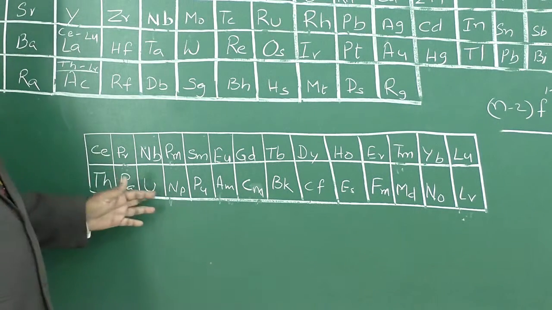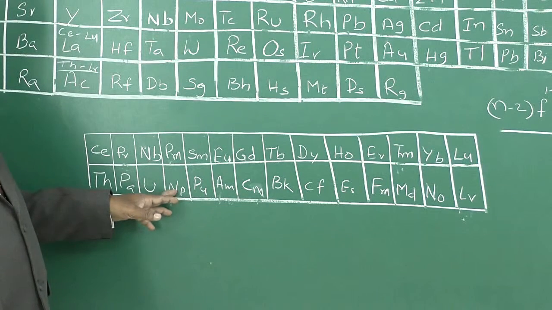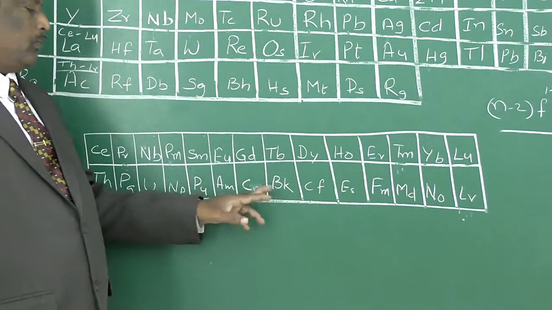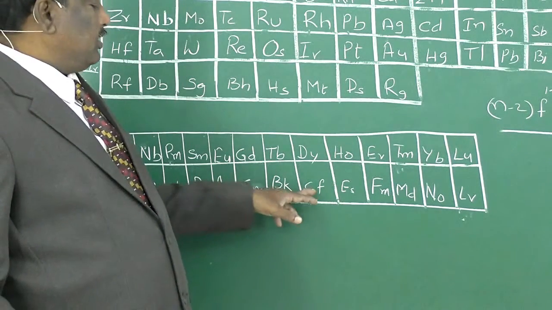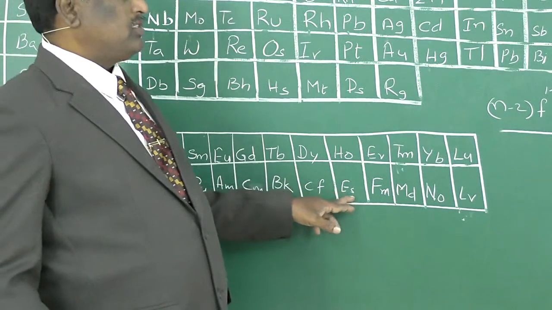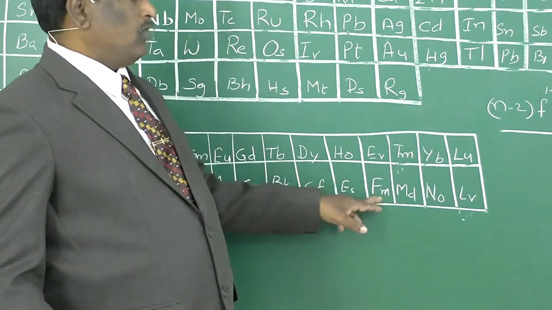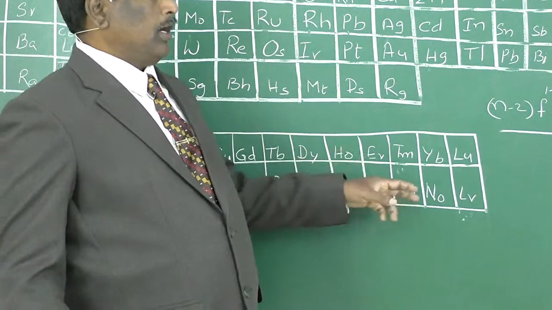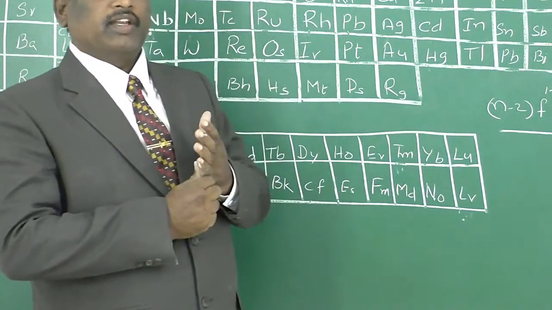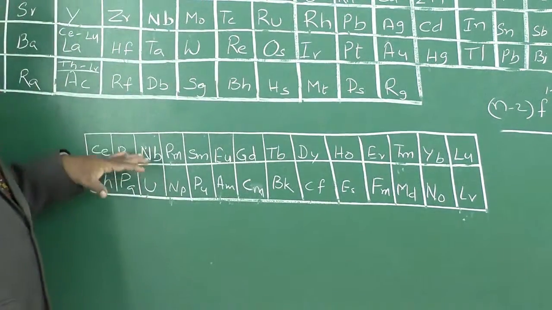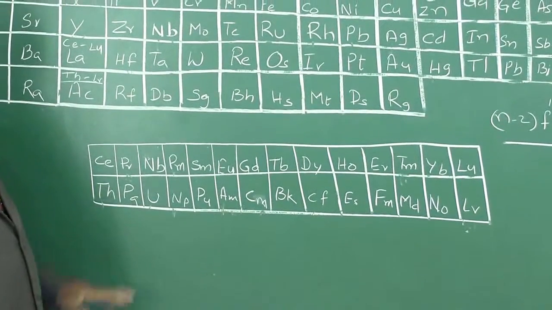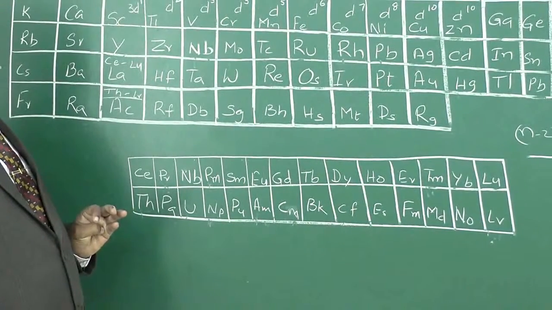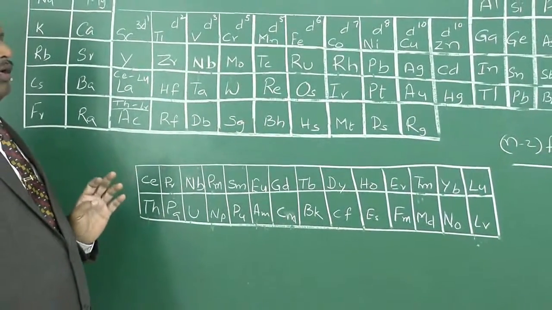Plutonium is named after a planet, neptunium is also a planet, americium is named after America. Curium is named after Madame Curie, berkelium after Berkeley University, californium after California, einsteinium after Einstein, fermium after Fermi, mendelevium after Mendeleev, the father of the periodic table, nobelium after Alfred Nobel, and lawrencium after a scientist. So on the names of those scientists these names were given to these elements, and almost all elements after uranium are artificial elements, and they are considered as f block elements.